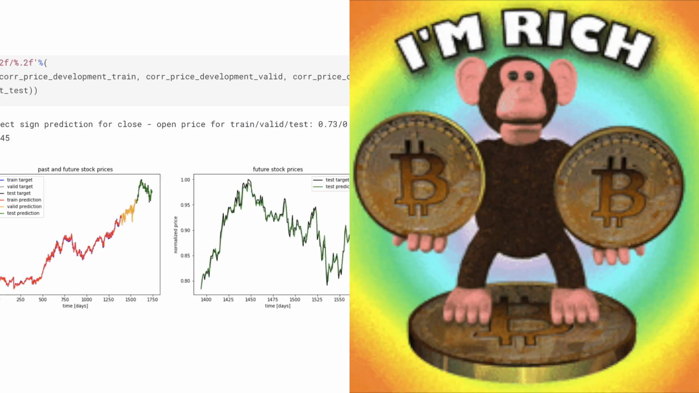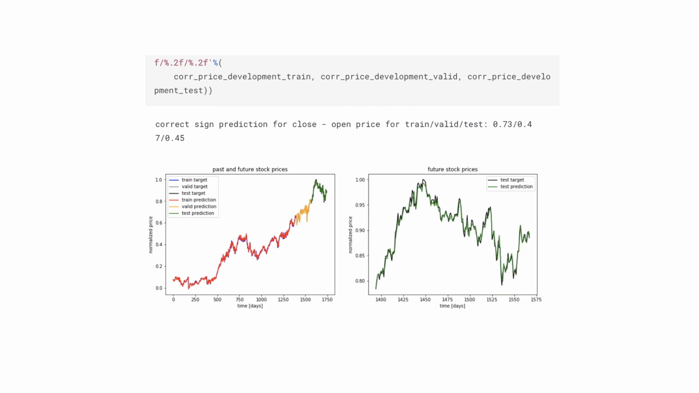The second subplot only shows the test target and prediction values. The title of this subplot is Future Stock Prices, and the x-axis and y-axis have the same meanings as in the first subplot. Again, a legend is added to the plot. After plotting the stock prices, the code calculates the correct sign prediction for the close-open price for the train, validation, and test sets. This is done by comparing the signs of the differences between the closing and opening prices of the target and predicted values. If the signs are equal, it is considered a correct prediction. The results are then printed, showing the percentage of correct sign predictions for the train, validation, and test sets.